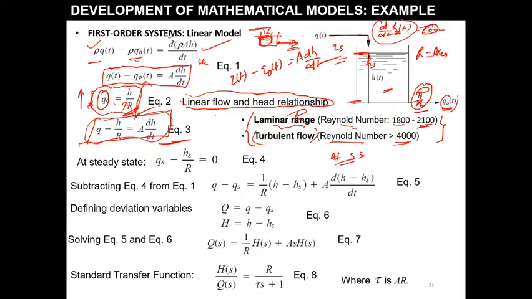The accumulation term at the steady state becomes zero, remember? That's why I have written Qs minus hs by R equal to 0. Since it is in the steady state, the height becomes constant, and the differential of a constant becomes 0. Therefore we have written Qs minus hs by R is equal to 0. This is equation number 4.